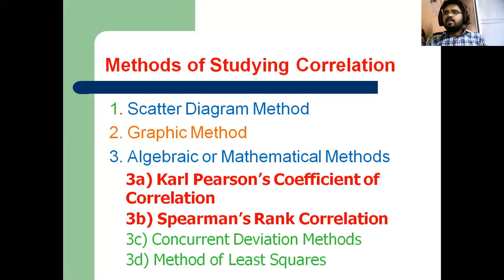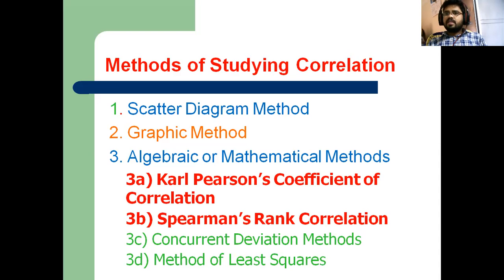Within the mathematical method, there are four types of methods. The first one is Karl Pearson's coefficient of correlation, which is very important. The second one is the Spearman rank correlation. There are other methods: the concurrent deviation method, and the fourth one is the method of least squares. But the most popular methods are two: the Karl Pearson coefficient method and the Spearman rank correlation method.